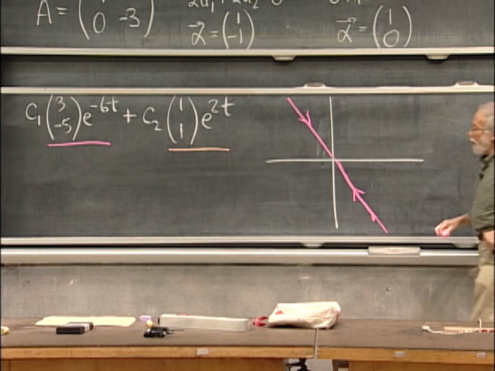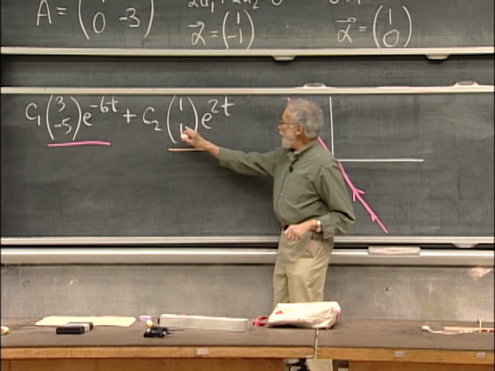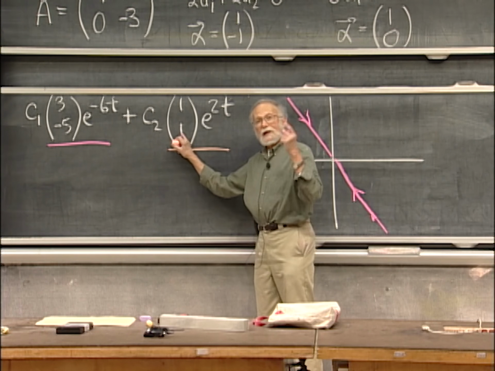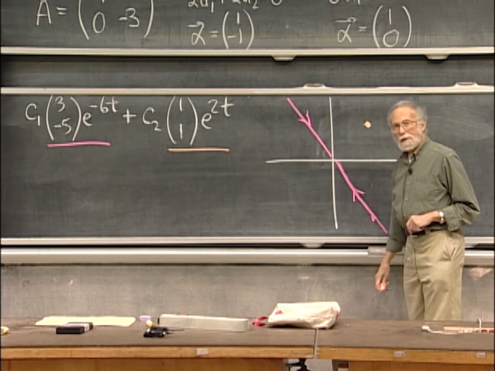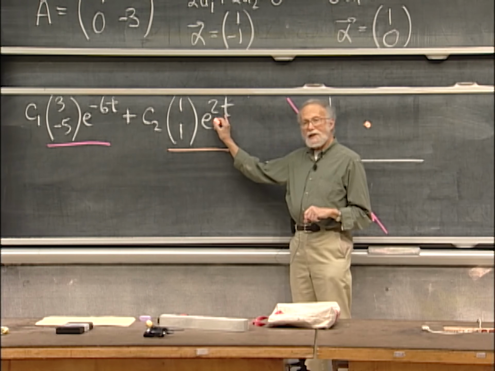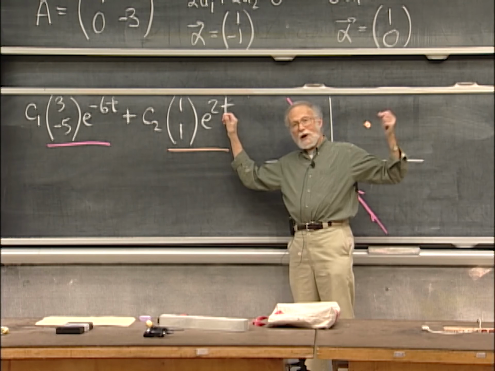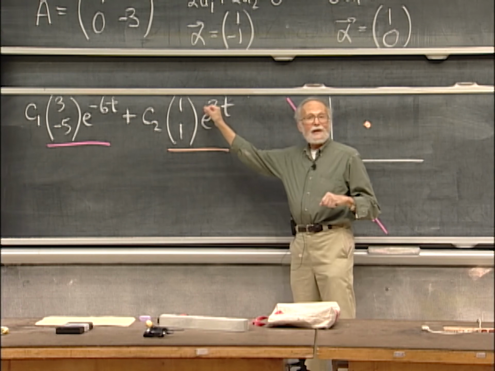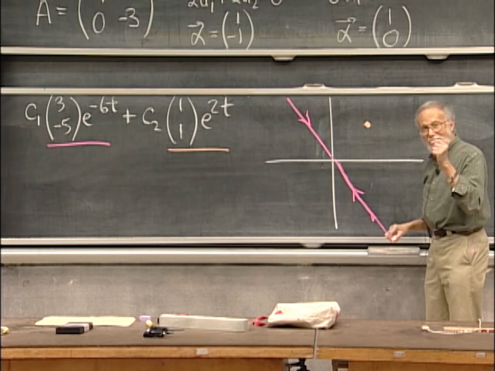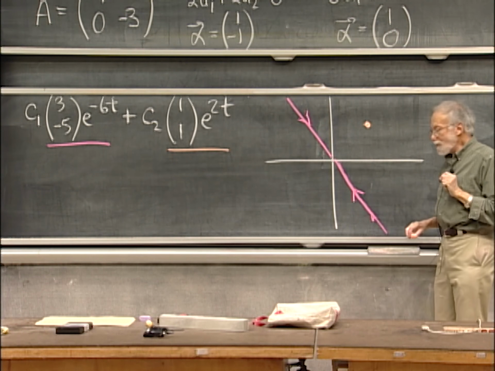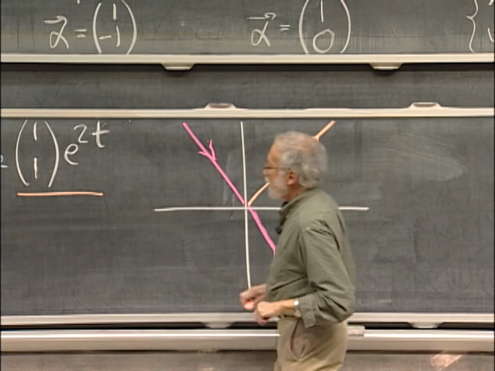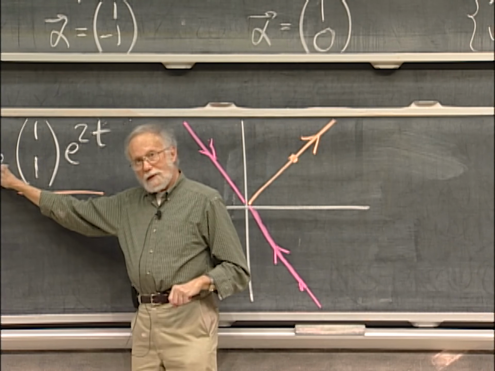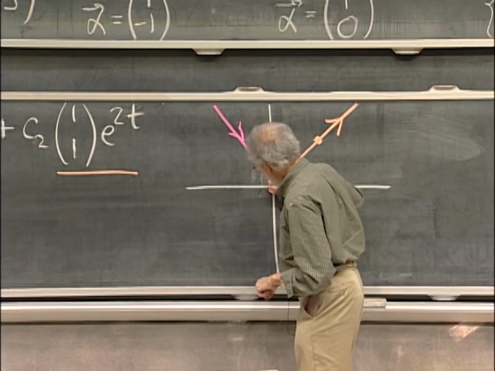How about the orange guy? Well, the orange guy now, when t is equal to 0, it's at 1, 1. But what's it doing after that? As t increases, it's getting further away from the origin because the sign here is positive. E to the 2t is increasing. It's not decreasing anymore. So this guy is going out. And its mirror image on the other side is doing the same thing.